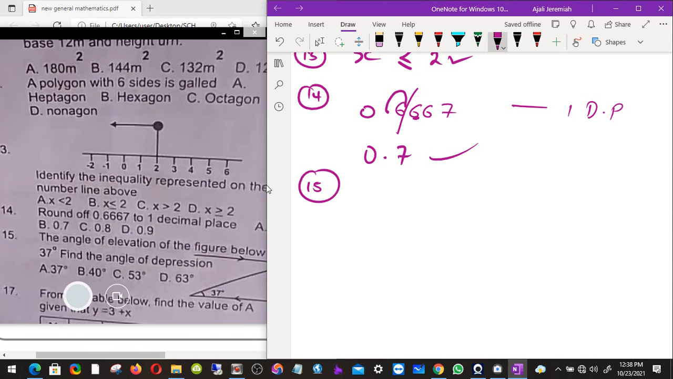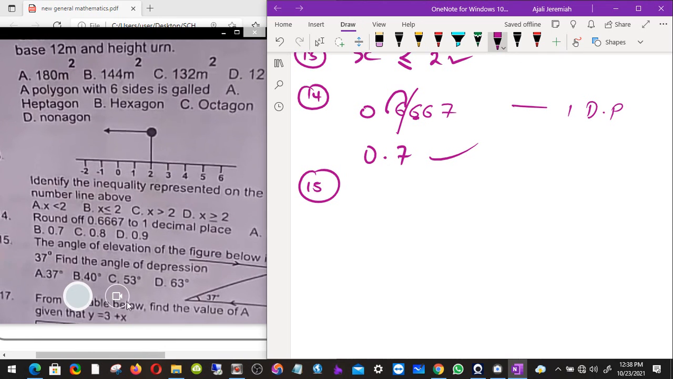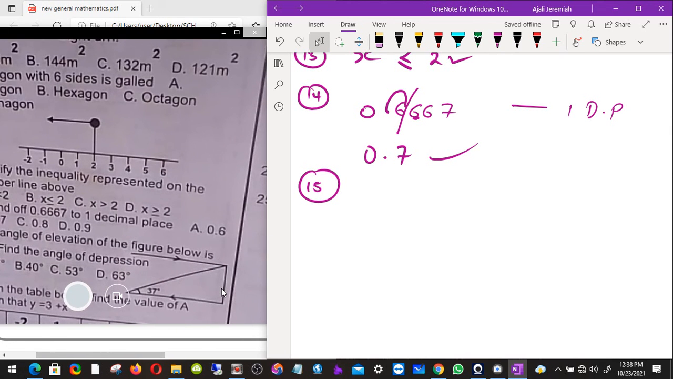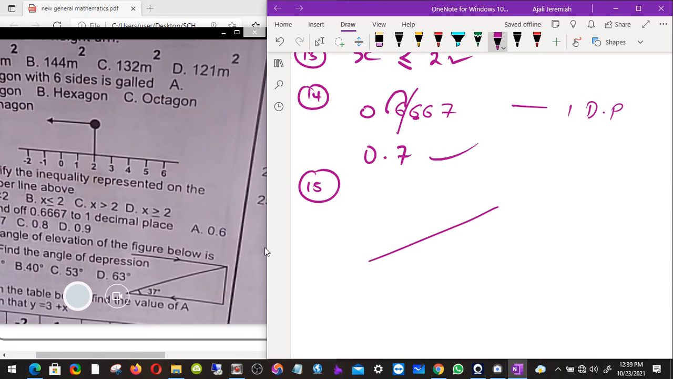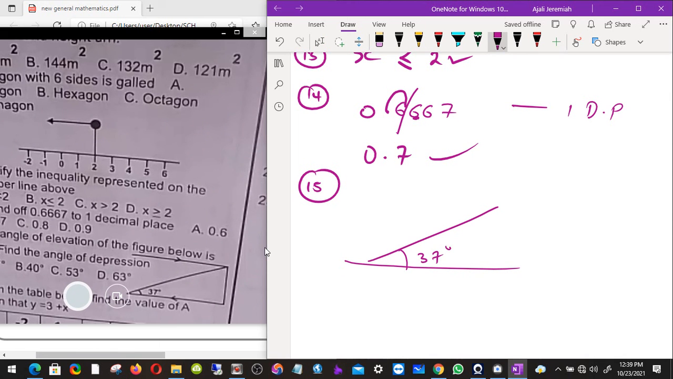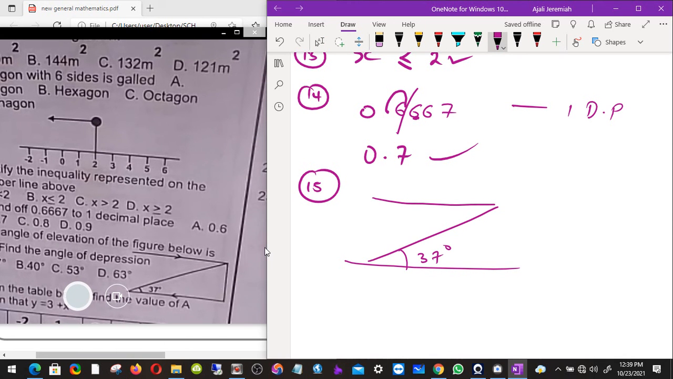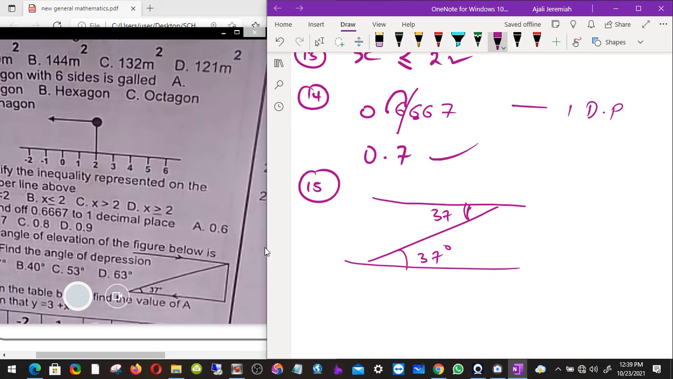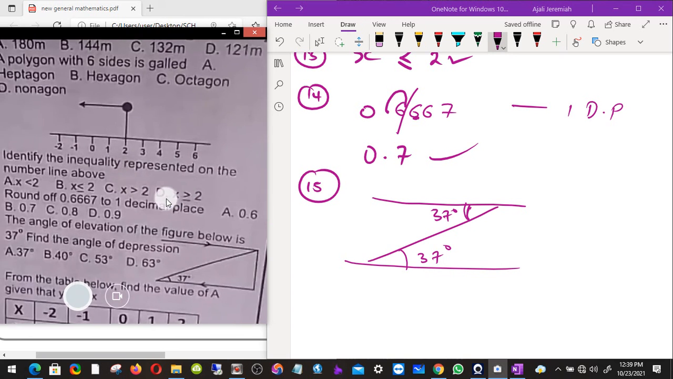Number 15. Let's see the figure. The angle of elevation is given and we have to look for the angle of depression. So the angle of elevation is 37. Angle of elevation is equal to angle of depression. So the angle of depression is 37 degrees, right?